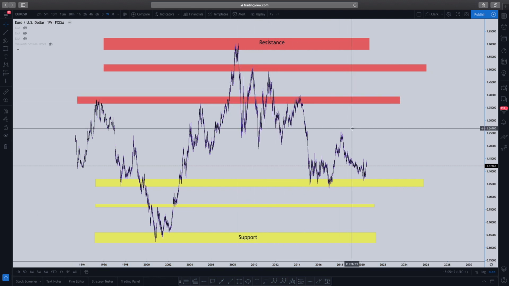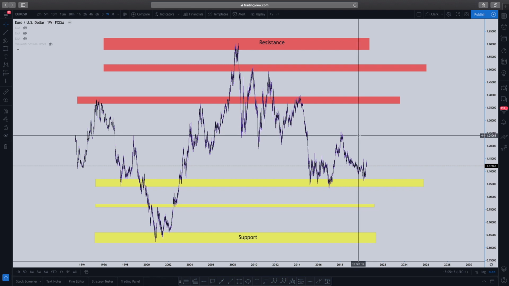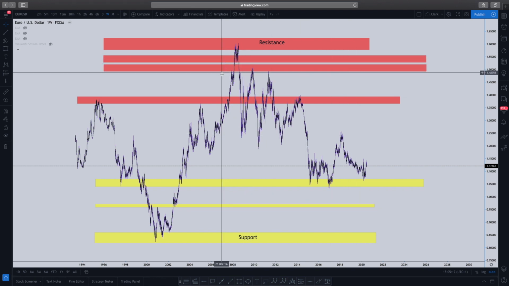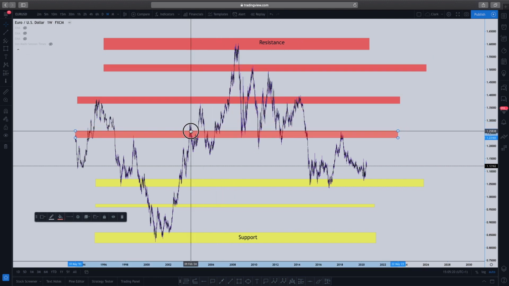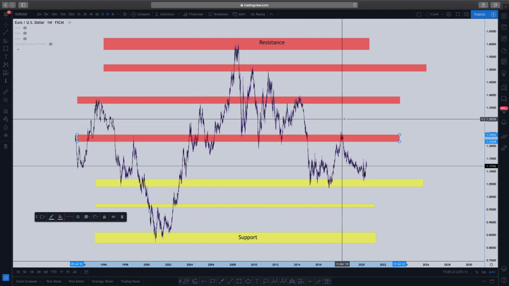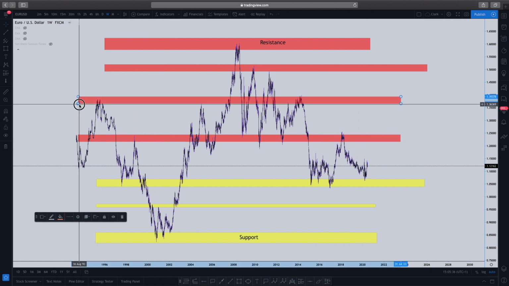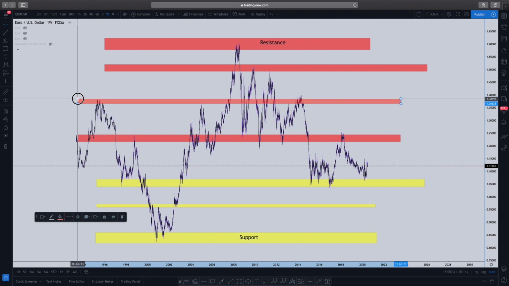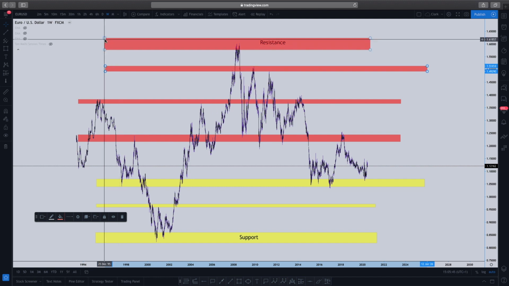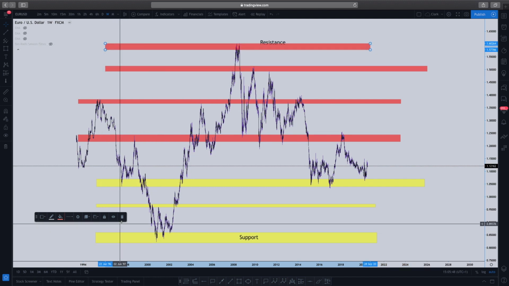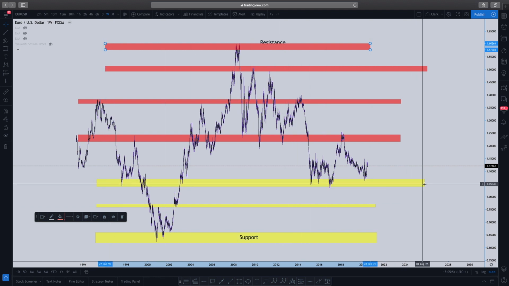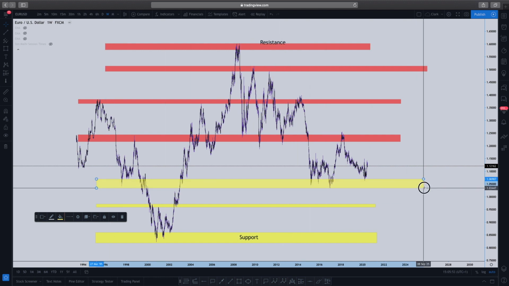Let's go a little further. And we'll put one more here. All right, right through here. All right, so that's your support and resistance. So again, weekly chart, these are giant areas. So what we can do is we can tighten them up a little more, make them a little more clean and clear and concise. But this is basic, basic, basic.